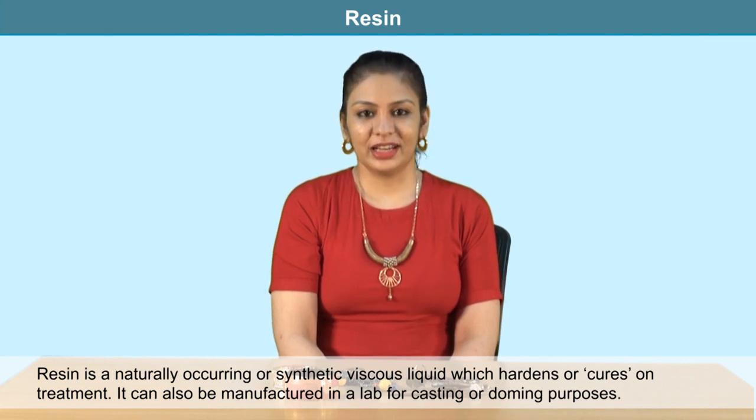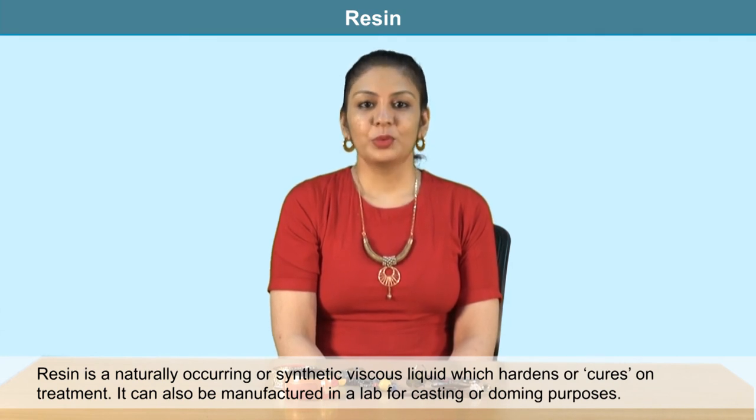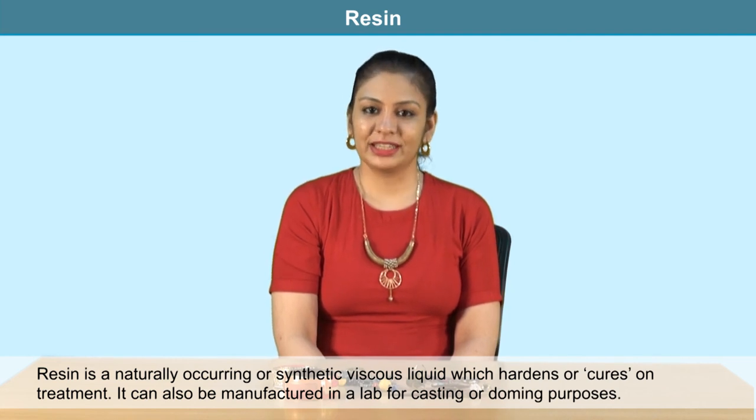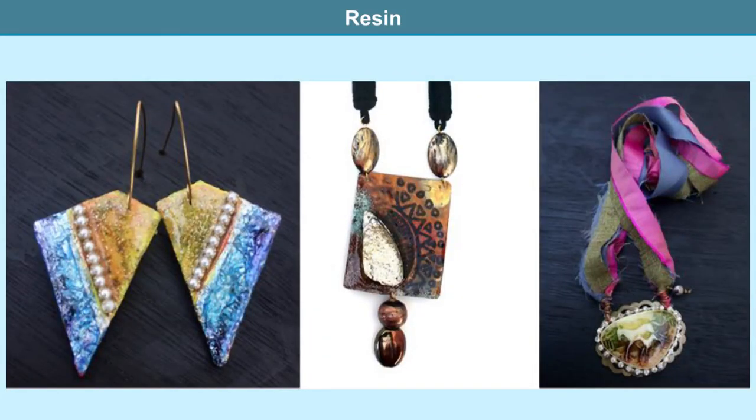Resin is a naturally occurring or synthetically generated viscous liquid which hardens or cures on treatment. It can be manufactured in a lab for casting or doming purposes. Apart from being an excellent casting agent, resin can be successfully used to seal items, dome over paper and textiles, and embed or preserve items. It can also be used as an extremely strong adhesive.